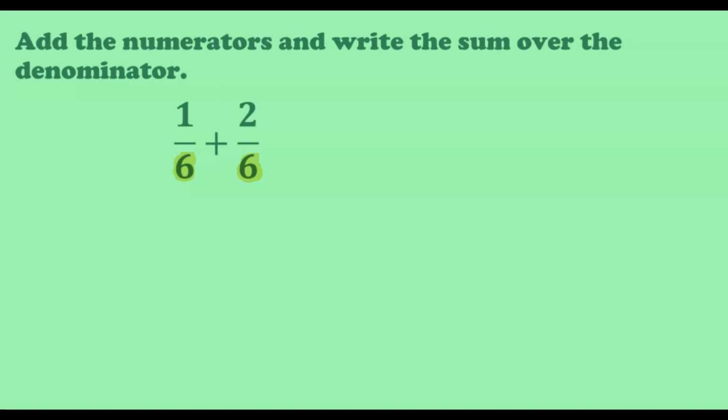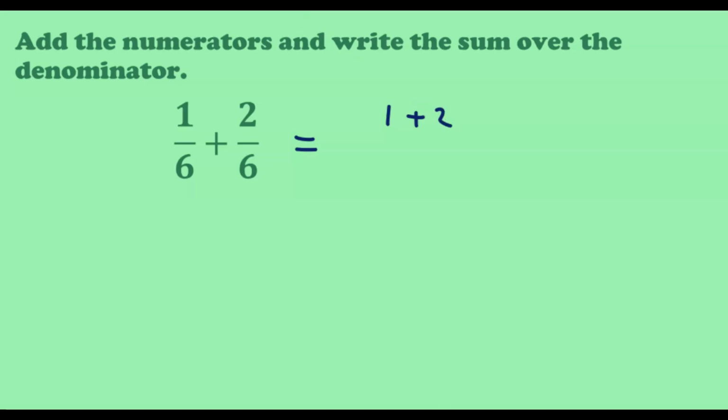So what do we need to do? First of all, we need to add the numerators. So what are the numerators of these two fractions? Now the numerators are the numbers on top. So the numerator for 1 over 6 will be 1, and the numerator of 2 over 6 will be 2. So what are we going to do? We are going to add the numerators. So let's do that. So we add the numerators 1 and 2.